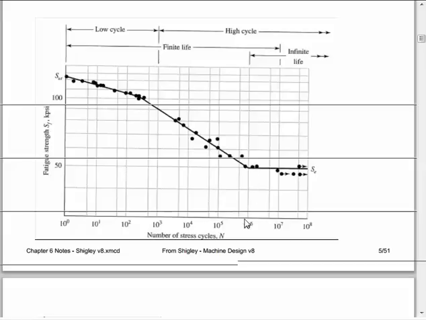So if steel materials last to 1 million cycles, they're probably going to last forever. And we'll often take advantage of that idea and try to design steel parts to have infinite life in fatigue, if that's appropriate. So this is the SN diagram.